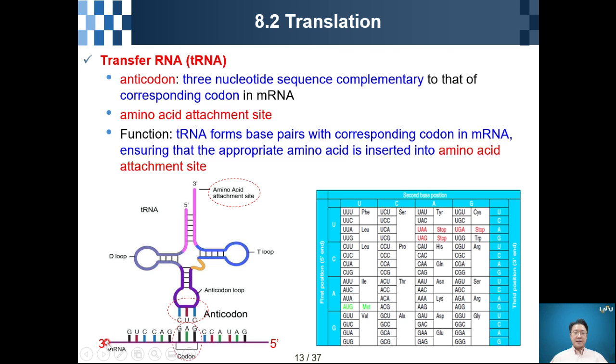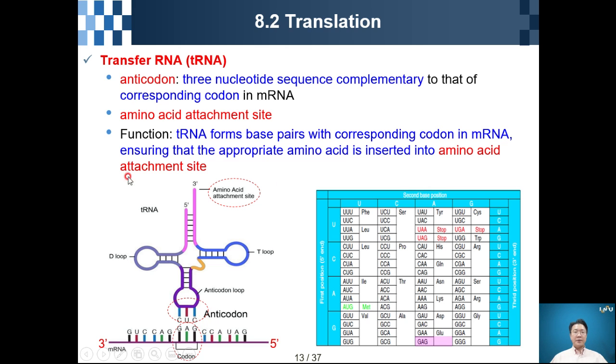The codon is GAG. So in this case, GAG encodes glutamate. The codon was GAG, and the anticodon is the 3 nucleotide sequence complementary to that of the corresponding codon. So the anticodon is CUC. This is the anticodon, complementary to that of the codon.